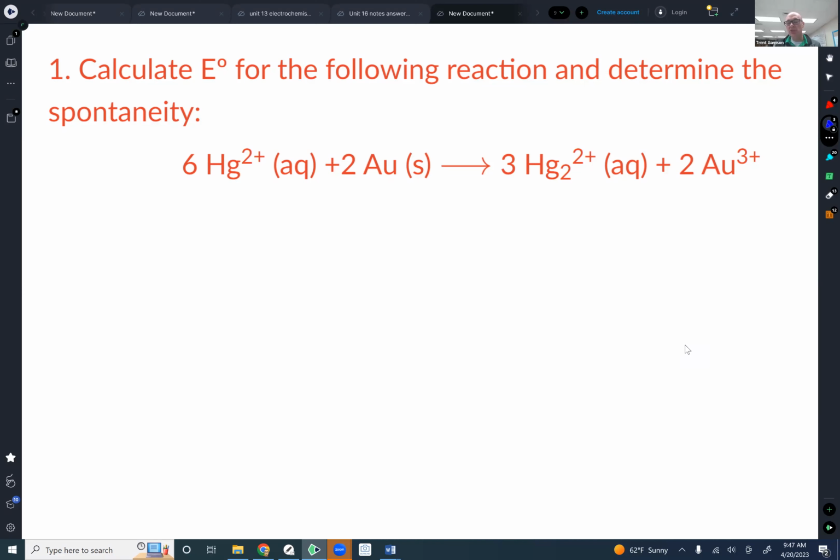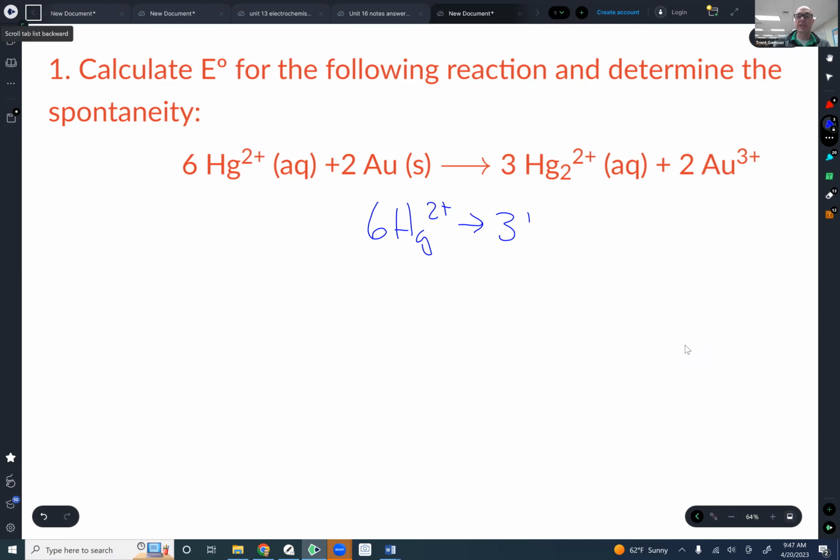Now generally speaking, the first element listed is probably your anode, but we can't trust that, so we have to go and look this up. We'd have to break this into half reactions. We'd look at this and see that we have mercury +2 producing elemental mercury, as its diatomic, polyatomic ion. And then the other one would be the gold, as a solid, producing some gold ions.